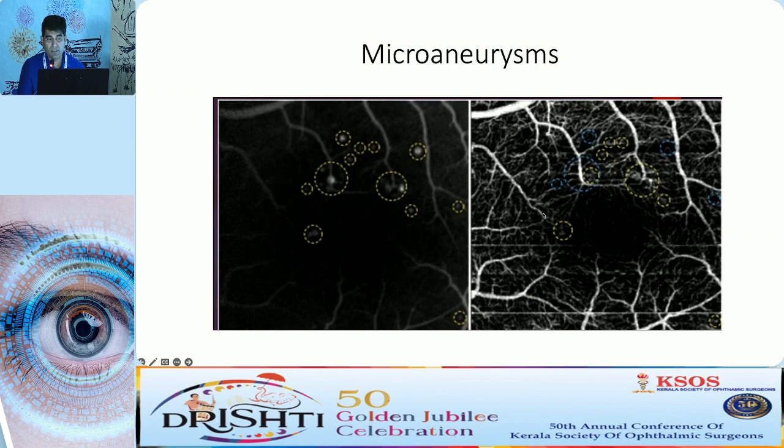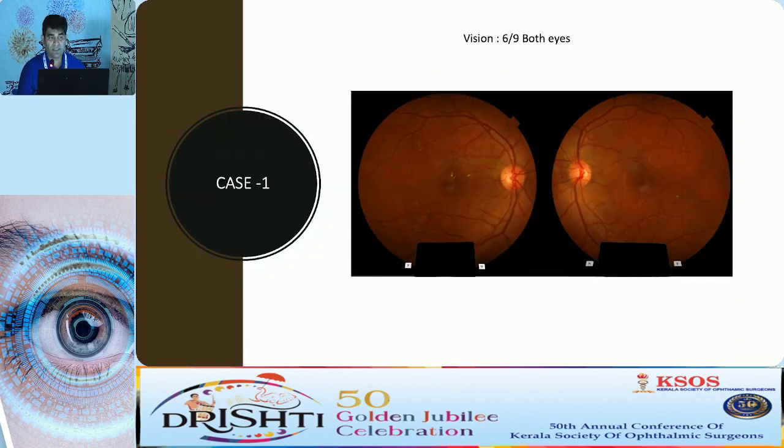And the microaneurysms which are seen in the fundus fluorescein angiography cannot be picked up in OCT angiography, because OCT angiography doesn't show leakage, but only the blood cell movement within the capillaries. Now let's see a few case examples.